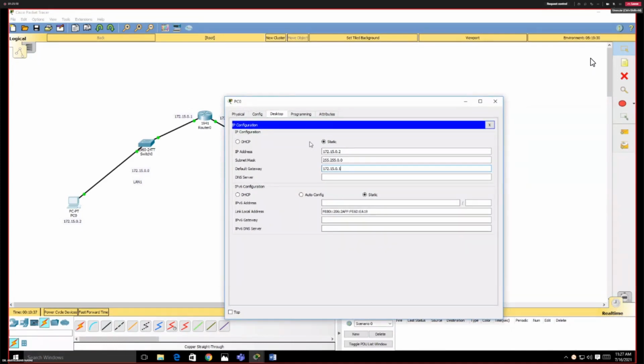172.15.0.1. Okay. So I can assign the default gateway IP address in computer 1 in LAN 1 as 172.15.0.1, and the same I can assign as the DNS server. So you don't need to worry about what the DNS server address is.